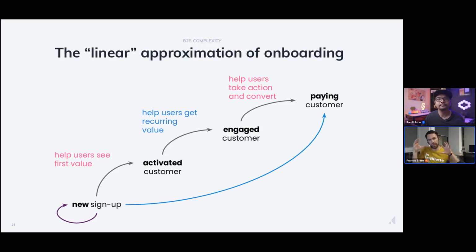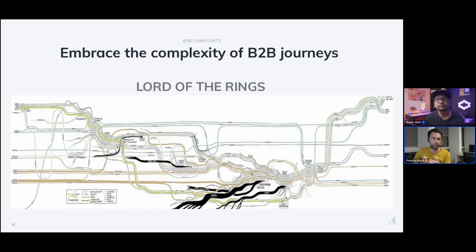And so that's where this linear model of everyone should go through the same steps tends to break down and break apart, and actually can become a problem, because I see too many growth teams looking at all their product adoption metrics through this linear lens at the user level rather than really looking at it at the account level.